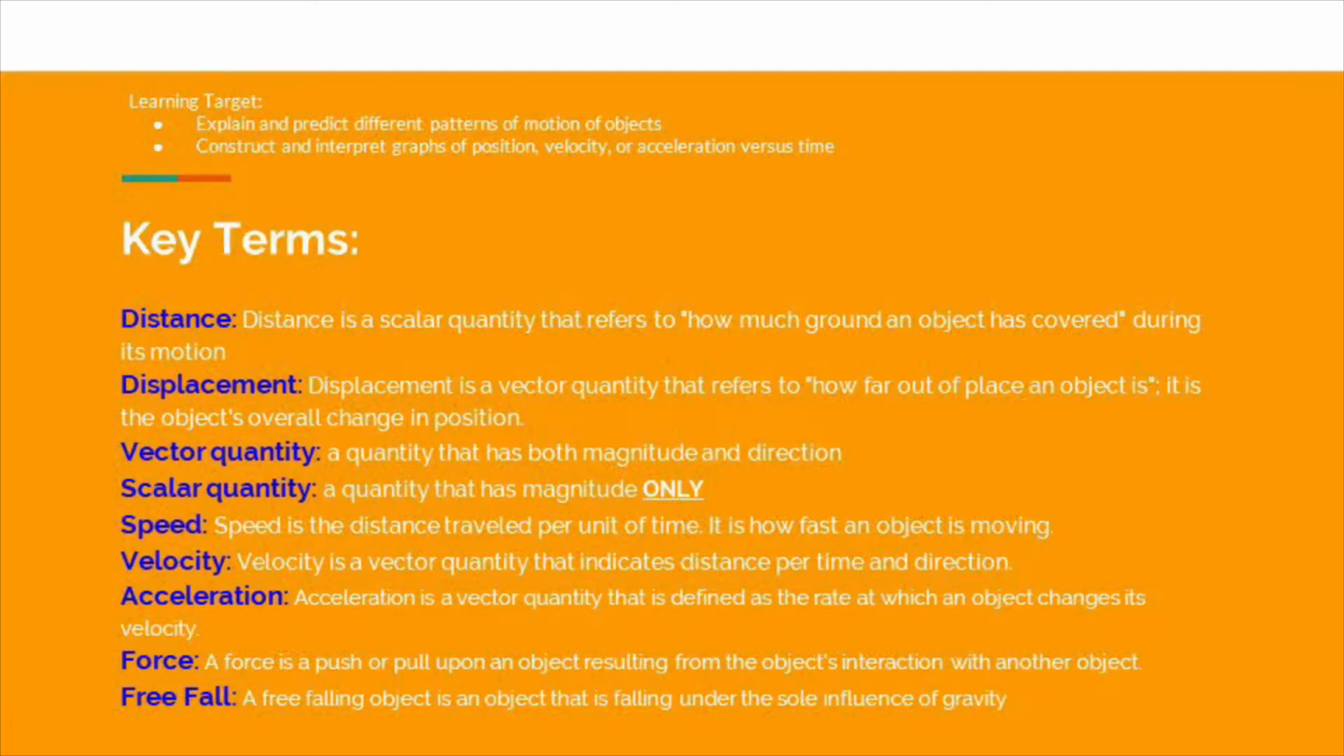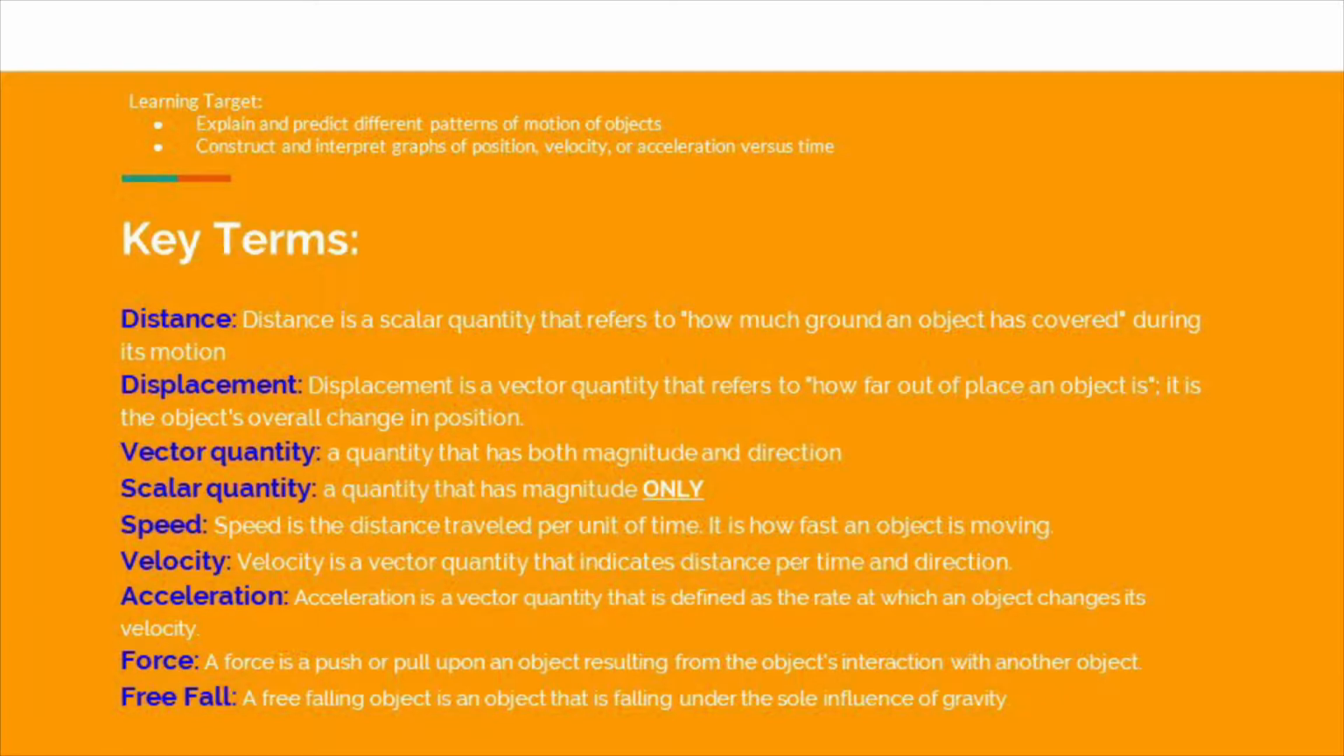Two important definitions here are vector quantity and scalar quantity. A vector quantity is a quantity that has both magnitude and direction. A scalar quantity is a quantity that has magnitude only. Other definitions for you to remember are speed. Speed is the distance traveled per unit of time. It is how fast an object is moving.